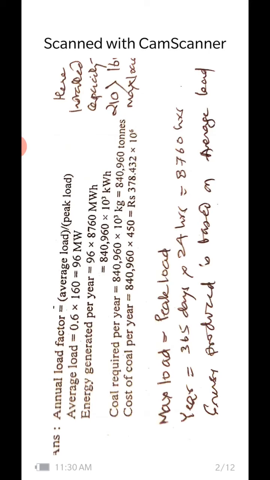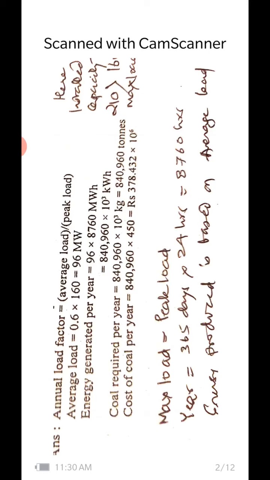Now the average load is 96 megawatt. Installed capacity is 210 megawatt. So 96 divided by 210 is nothing but 0.45. So the capacity factor is 0.45. Means the installed capacity is 210, but this plant is working only at 45% capacity all the time for those 8,760 hours. Okay, this is the capacity factor.